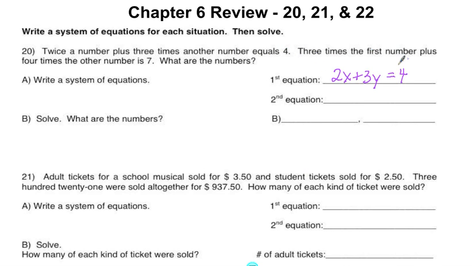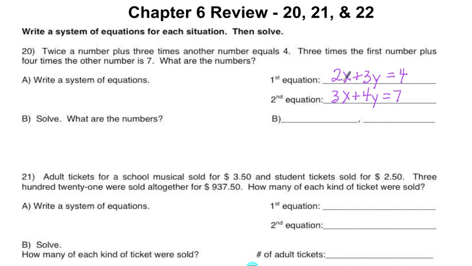Then 3 times the first number plus 4 times the other number is 7. So there's your two equations. And if you look here, it's obvious that I'm going to have to multiply both of them. And so to save us time, I'm just going to write what I'm going to multiply each of these by and then rewrite them over here so I can solve.